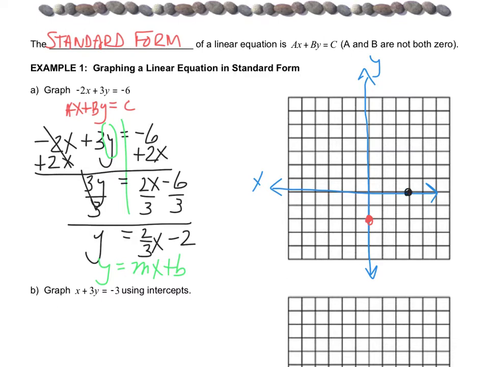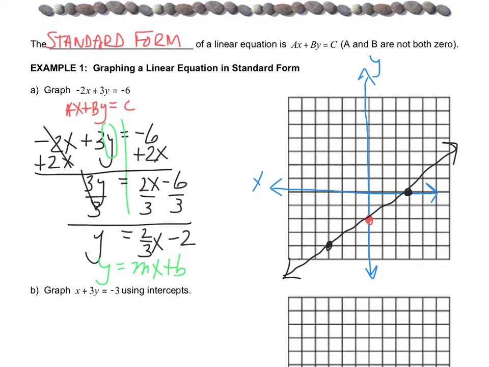Also, I could go down 2 and left 3. That would also give me a positive 2/3 slope. And I should see some of this nice and lined up. If I draw my line nice and straight through, that would be my graph of negative 2x plus 3y equals negative 6. So that's one way to do these in standard form.